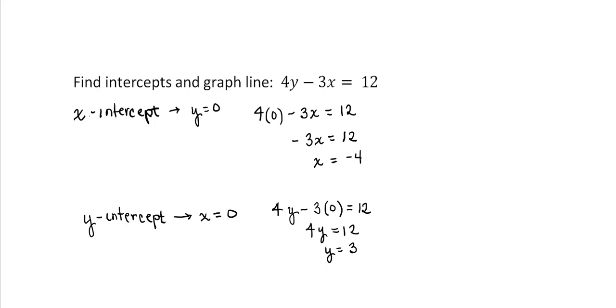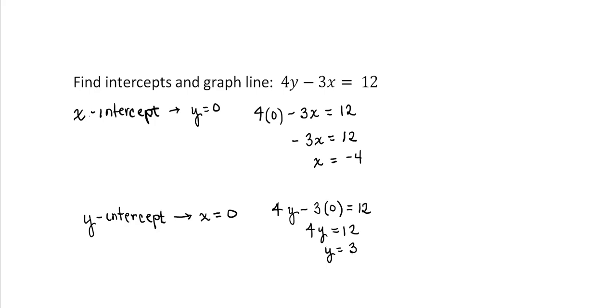For our y-intercept, we're going to substitute x equals 0. So we wind up with 4y minus 3 times 0 is 12. 4y equals 12. And then when we divide by 4, we wind up with y equals 3.